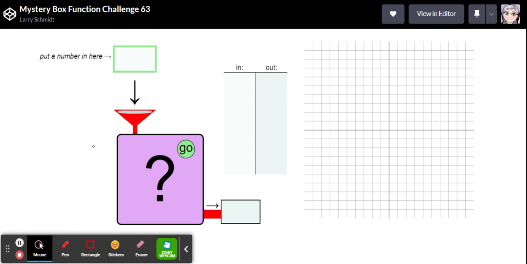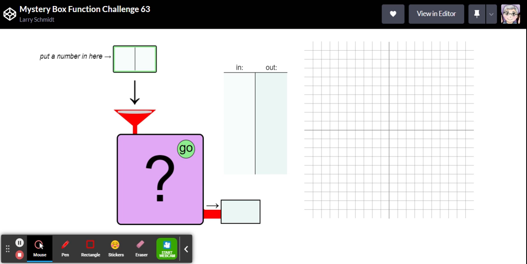Hello everybody and welcome back to another Mystery Box Function Challenge. In this purple box we've got some mystery math and your challenge is to determine what that math is. You can pause this video, click on the link in the description, and then put in as many numbers as you like at the top and see how they come out transformed at the bottom. Use this information to figure out what's inside the purple box. Then come on back, listen to the rest of the video, and see if you get what I get.